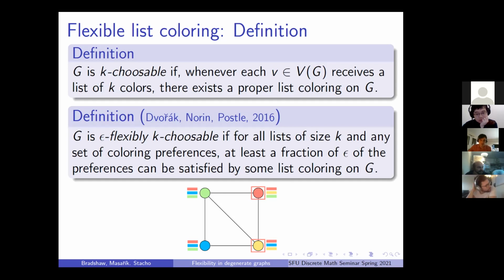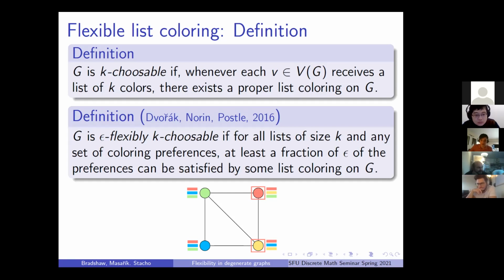So if it were the case that for all assignments of lists of size 3 and for all possible coloring preferences, I were always able to satisfy half of the coloring preferences with some proper list coloring, then I would say that this graph is 1/2 flexibly 3 choosable, and the 1/2 would correspond to the proportion of coloring preferences satisfied, and the 3 would correspond to the sizes of the lists. And I should point out the coloring preferences can be on any subset of vertices. They can be on one vertex, they can be on all the vertices. They can be on 0 vertices, but then it's trivial, so we don't consider that case.